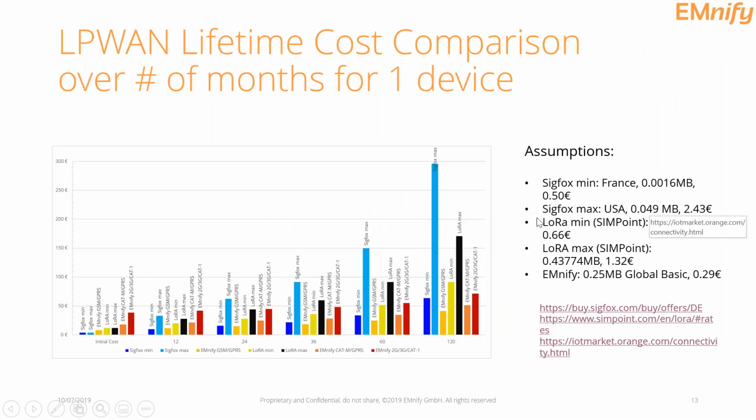Now, I compared this to an offering that we have with EMnify, just as an example of a global basic offering, where you have all the major networks in North America, Europe, as well as Latin America and Australia. With these rates, you would be at 29 to 30 cents per month. This gives you a comparison of how this looks over 12 months and over 24 months with the different modules used.